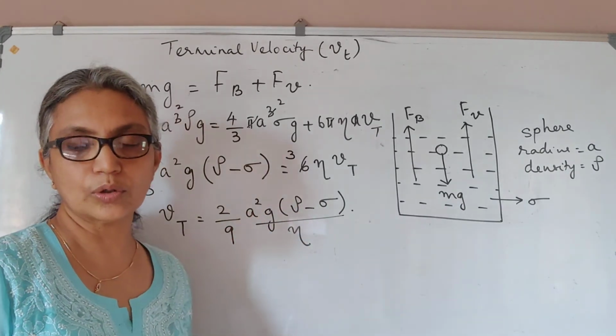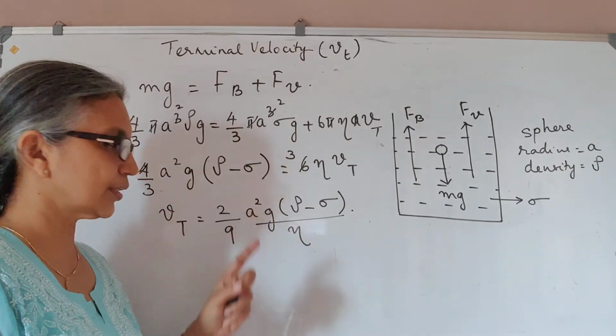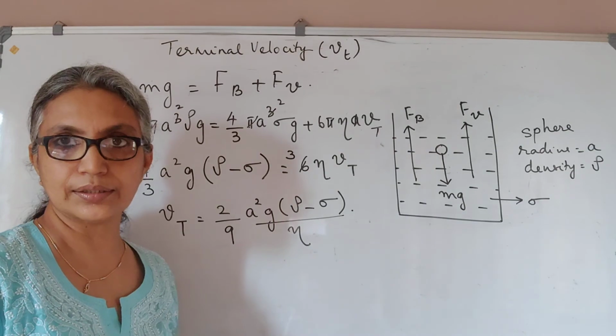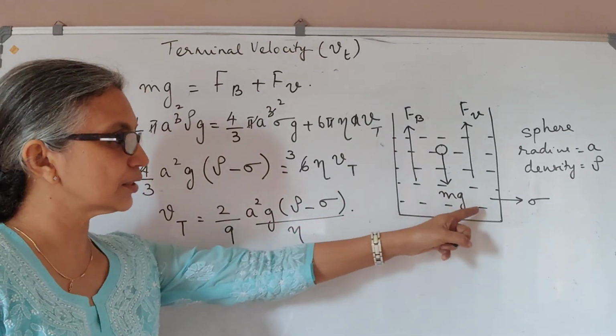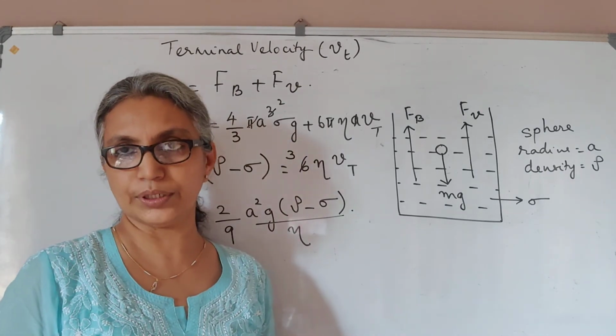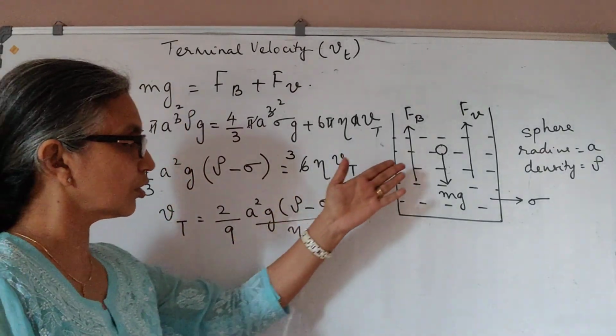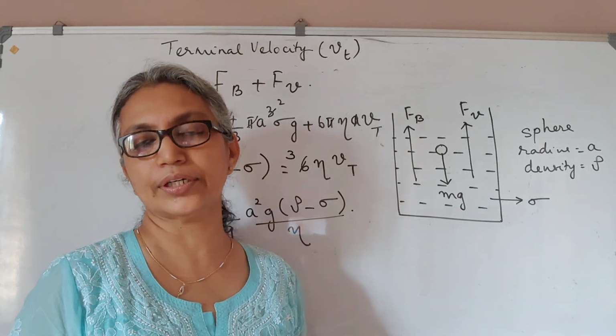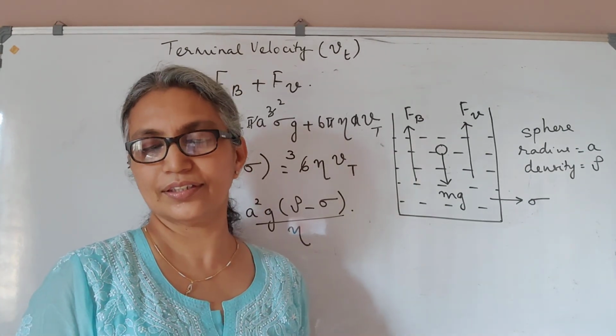where a, as you know, is the radius of the sphere, g is 9.8 meter per second square, rho is the density of that metal ball, sigma is the density of that fluid, and eta is the coefficient of viscosity of the fluid. So this is the expression for the constant velocity with which the body is now going to fall down, called the terminal velocity. Thank you.